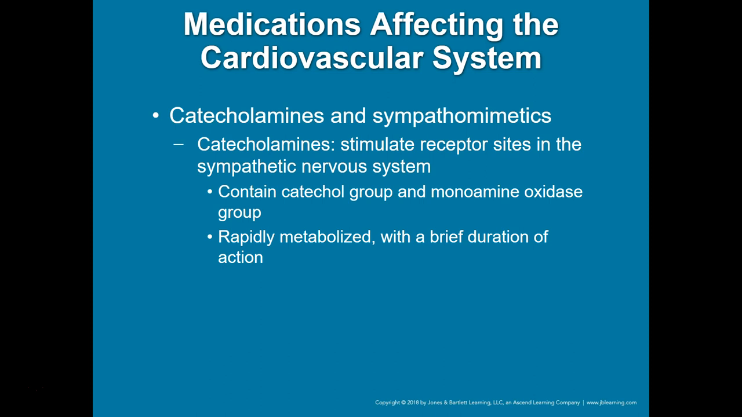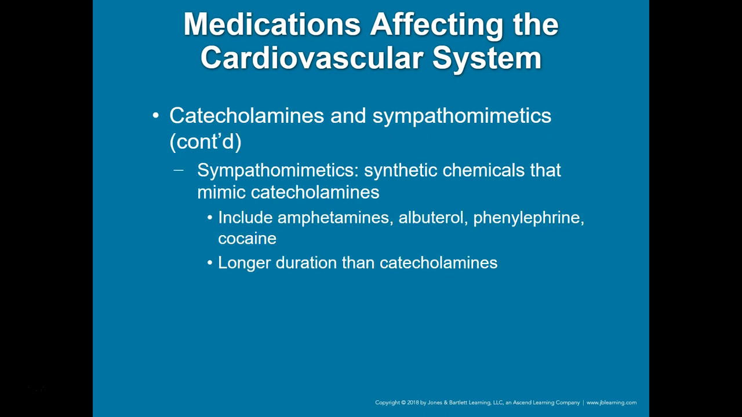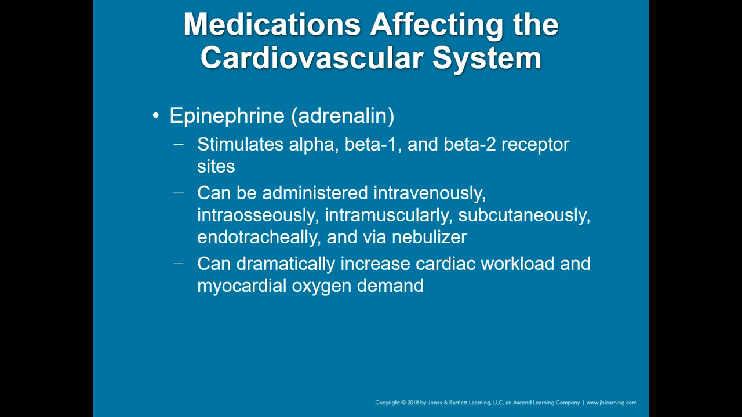So whenever we give epi, norepi, dopamine, all those, they have a brief duration of action once we stop giving them. So that's why we might need to get that medication infusion instead of just giving boluses, because it's metabolized so quickly. Sympathomimetics, synthetic chemicals that mimic the catecholamines. Albuterol, phenylephrine, cocaine is one, various amphetamines like methamphetamine. Those are all synthetic chemicals that can also cause that fight or flight response. And they have a longer duration than catecholamines. So these are all just different medicines that can ramp everything up. Heart rate, bronchodilation, constrict blood vessels, all that good stuff.